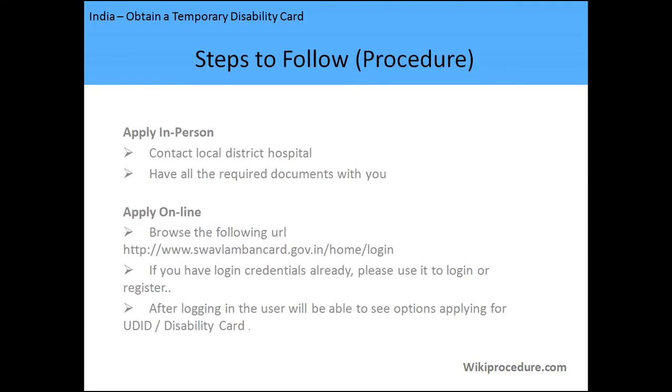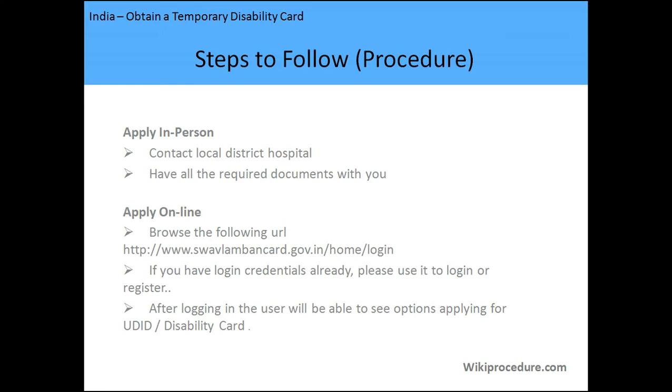Here is listed the ways that you can apply for a temporary disability card. You could apply in person or you could apply online. If you want to apply in person, you have to contact your local government district hospital. This is normally the same place where you are approached for applying for a disability certificate. But if you are in a new place where you don't know where the local government district hospital is, I would recommend you contact your nearest doctor, nearby pharmacies, or medical shops. They should be able to help you find the local government district hospitals.